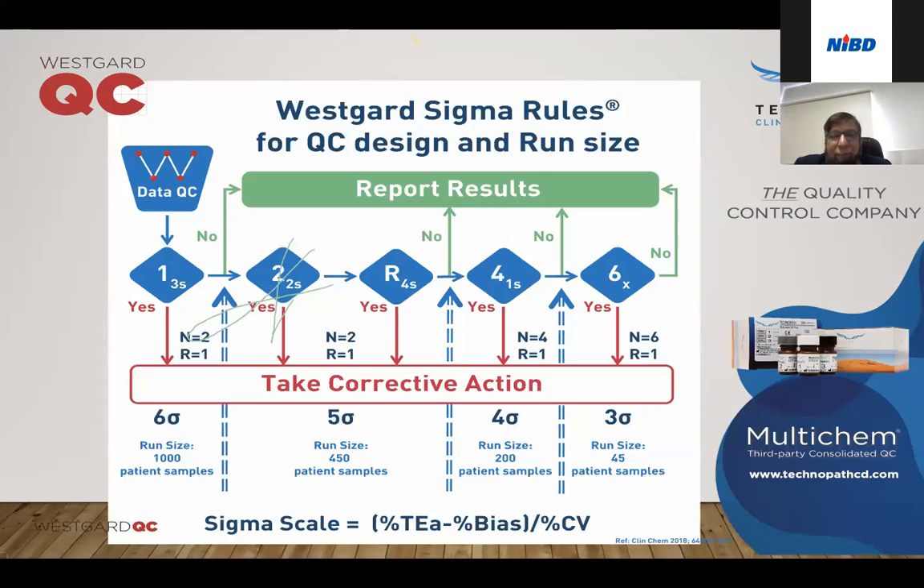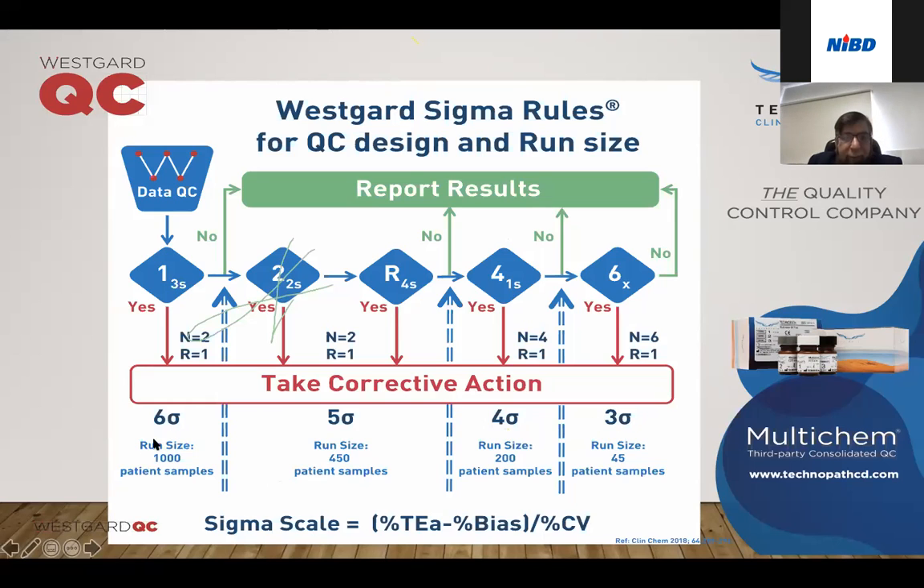I am not trying to scare you, but this is a very new thing, not very new. It came in 2018: Westgard Sigma rules for QC design and run size. Now, Dr. Westgard has given a new concept of QC rules, and it is based on the sigma scale. Sigma scale is calculated as total allowable error minus percentage bias, divided by percentage CV. And on the basis of this sigma scale, we divide the labs into 6 sigma, 5 sigma, 4 sigma, and 3 sigma.